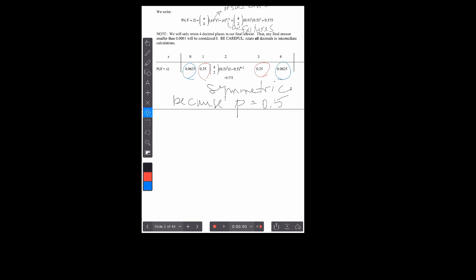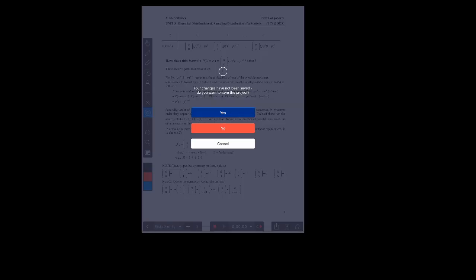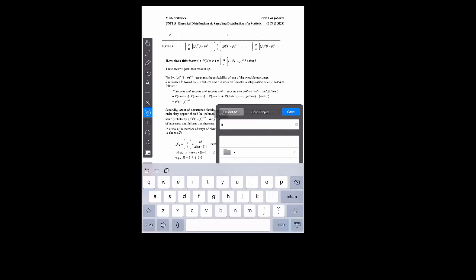All right. So I go through many explanations here. I repeat myself, in other words. I explain the same thing different ways. Oh, I want to save this as bin.